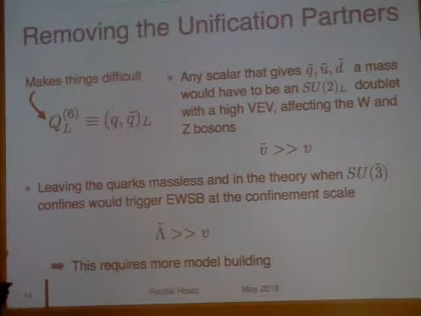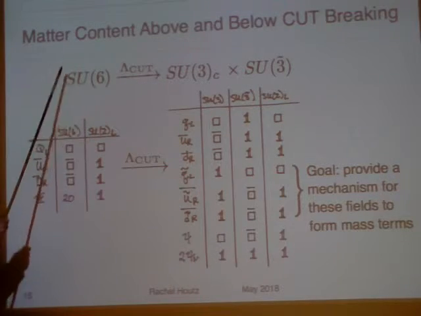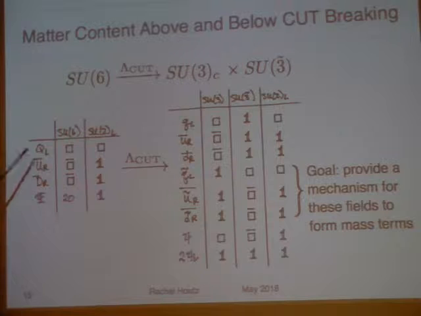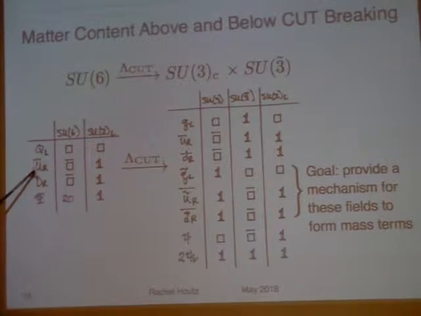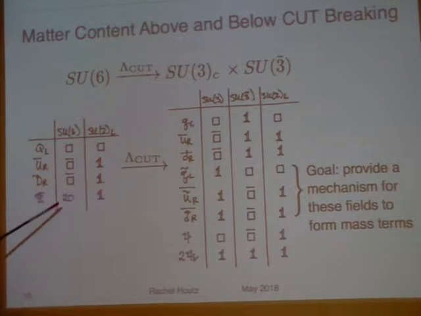This requires more model building. All right, so what do we have? What's our matter content above and below the breaking? So above the breaking, we have SU6, which breaks into SU3 color and SU3 tilde, and our fields living in SU6. We have our SU6 multiplets, our Q left, U right, D right, charged the typical way under SU2 left, and then we have our massless quark.